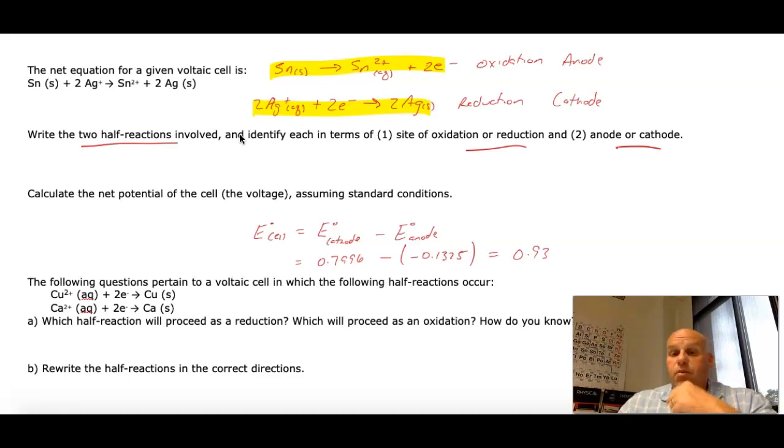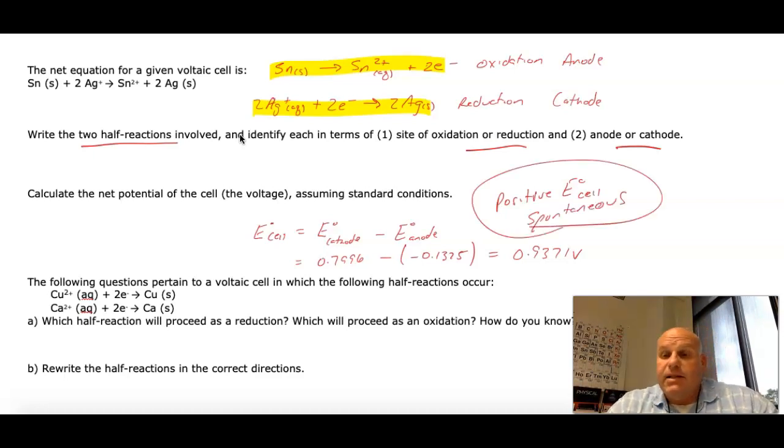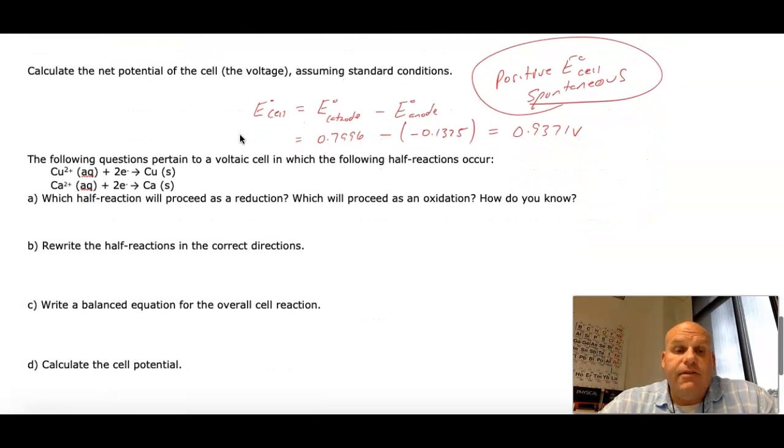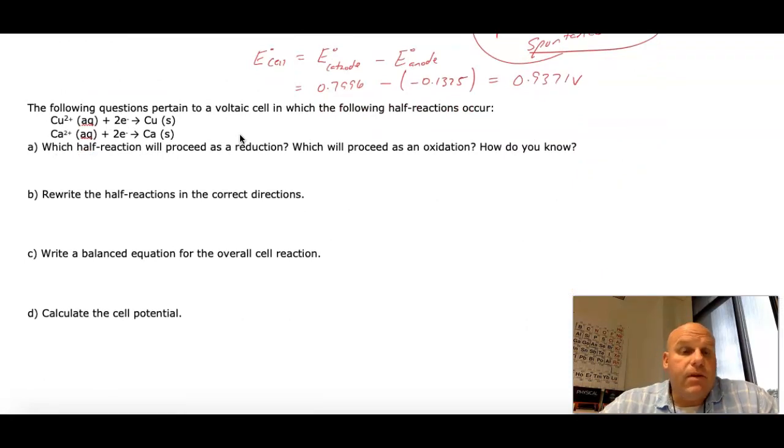All right, one additional important piece of information to note here, that if I have a positive value for my cell potential, that means the reaction is spontaneous. All right, positive cell potential means I have a spontaneous redox reaction. Okay, so let's look at a different type of cell potential problem here. Go ahead and pause the video and copy this in your notes.